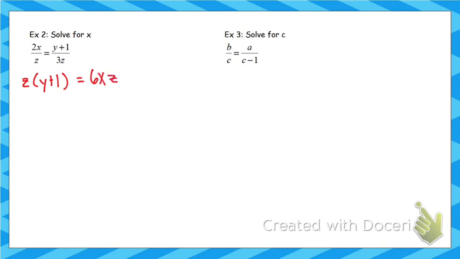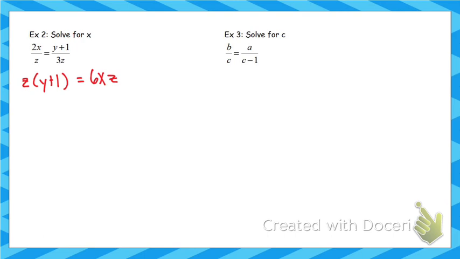One thing I would recommend doing on these is putting a little line through your z's, because a lot of times the z's start to look like 2's, so just be careful about that. Find a way to differentiate your z's from your 2's. All right, now I'm going to go ahead and get x by itself.